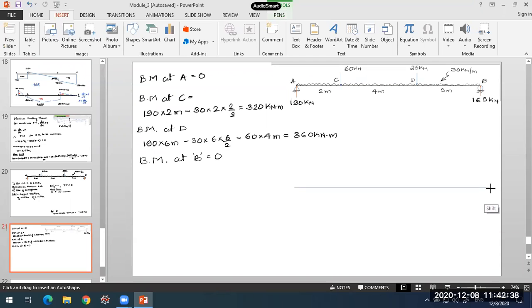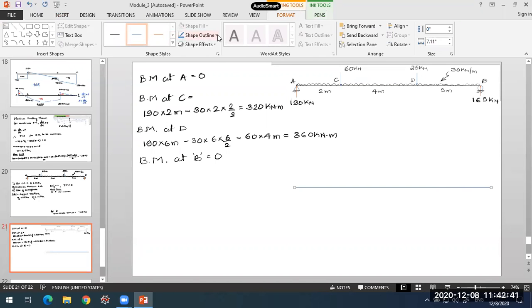Let us finish this one. So what were the values? At A it was 190, from 0 to 190. At C, how much was the value of shear force? Left of C 130 kilonewton, right of C 70 kilonewton. Plus 70. So this is 190.